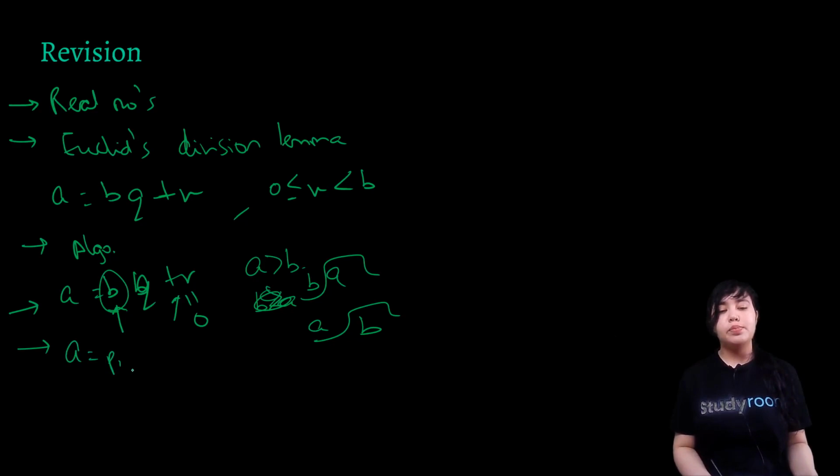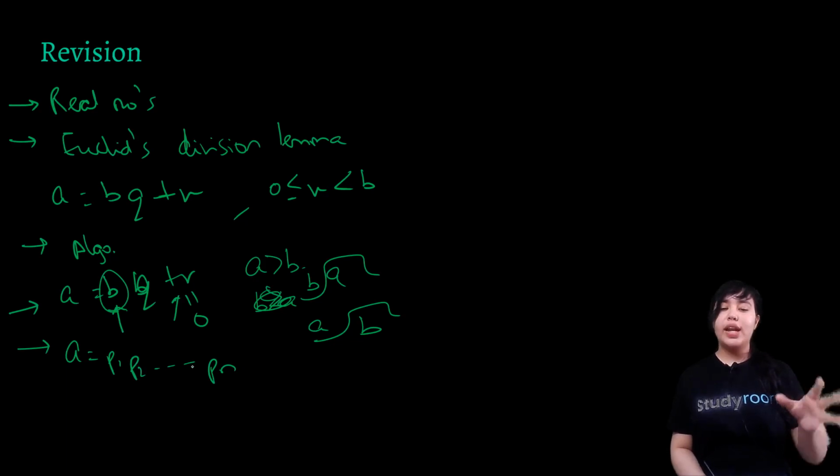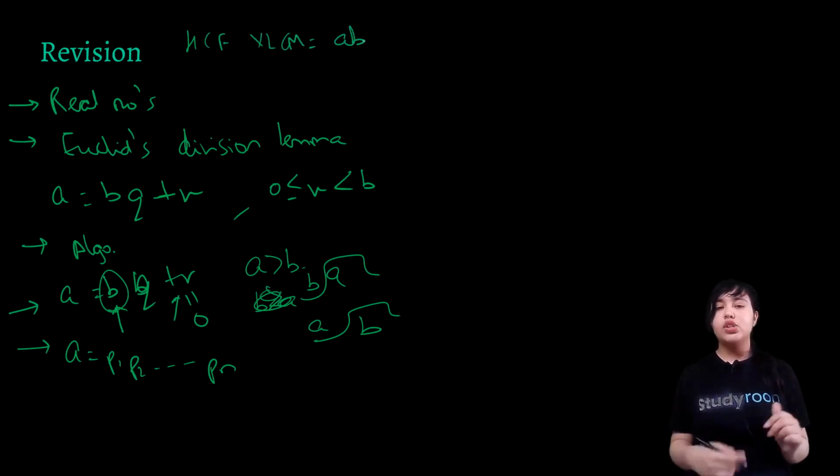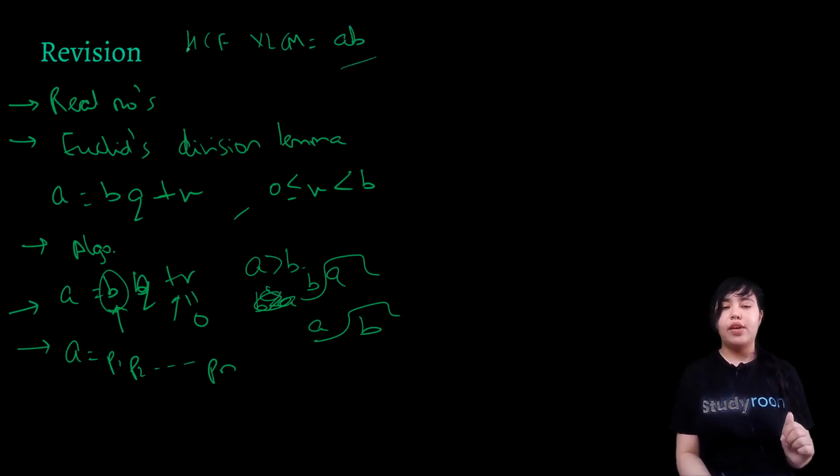So a is equal to p1, p2 going on till pn, where they are all prime numbers, but p1 is less than p2 and so on till pn. In fact, they can be less than or equal to also, so they are not necessarily distinct. Then after this, we discussed that HCF into LCM is equal to the product of the two numbers whose HCF and LCM you are finding. So using this, if I know the two integers and if I know HCF, I can also find your LCM.